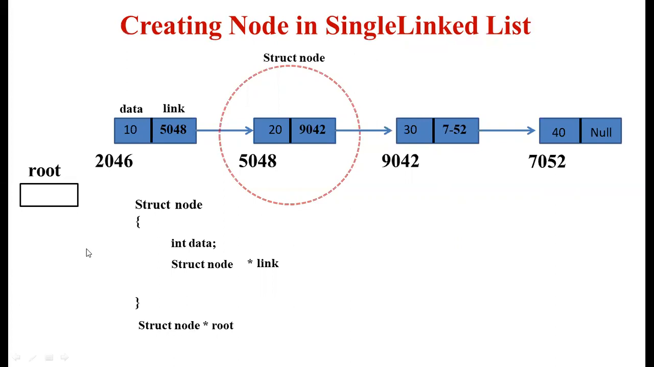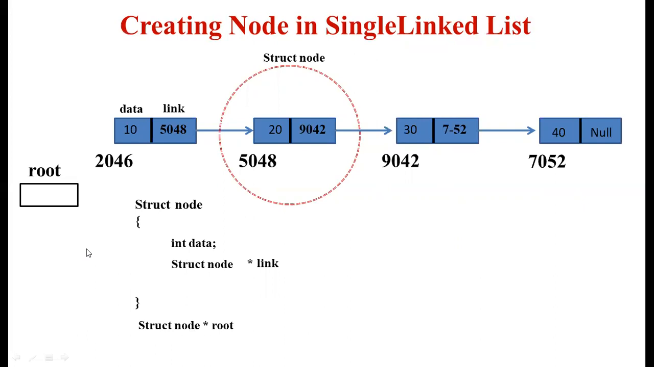Can you say how many bytes of memory? Here root is a pointer type variable. So it will get either 2 bytes of memory or 4 bytes of memory depending on the compiler we are using. Suppose if you are using a 16-bit compiler, the pointer size is 2 bytes. If you are using a 32-bit compiler, the pointer size is 4 bytes. So here it will occupy either 2 bytes or 4 bytes of memory. So in the root, what value will be stored?